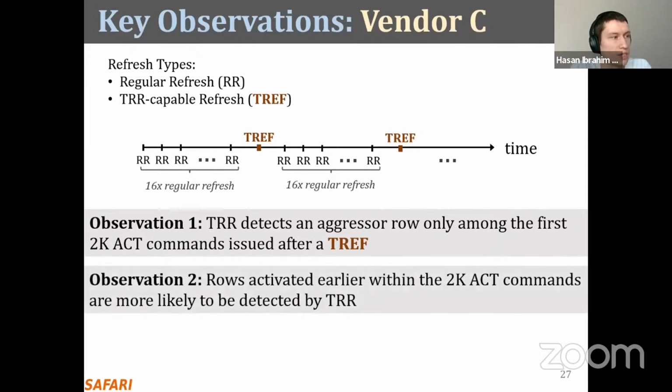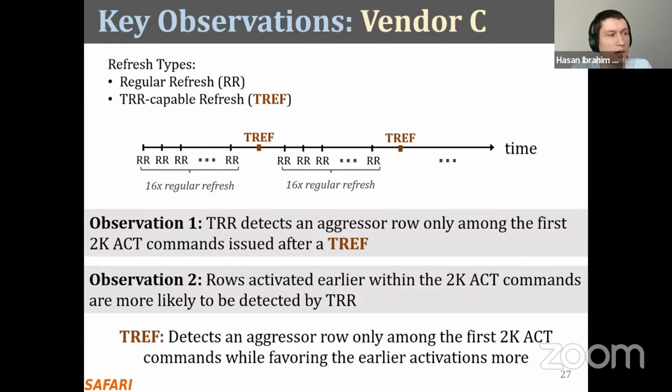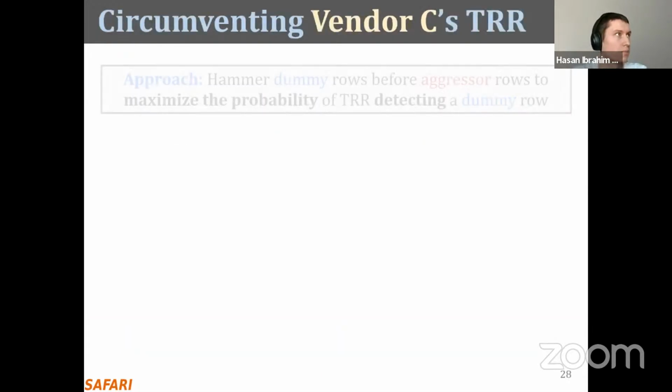And observation 2 is that rows activated earlier within the 2K activation commands are more likely to be detected by TRR. So we couldn't figure out exactly how the TRR mechanism detects an aggressor row. Their mechanisms appear to be slightly more sophisticated compared to the other two vendors. So it is possible that they use some randomness, because we were not able to observe a clear pattern in their detection policy. But still, this observation is sufficient to build an access pattern that circumvents the TRR mechanisms.